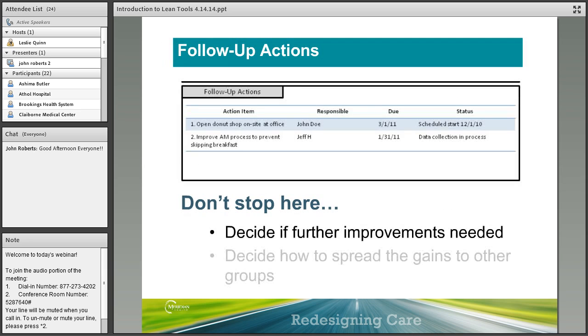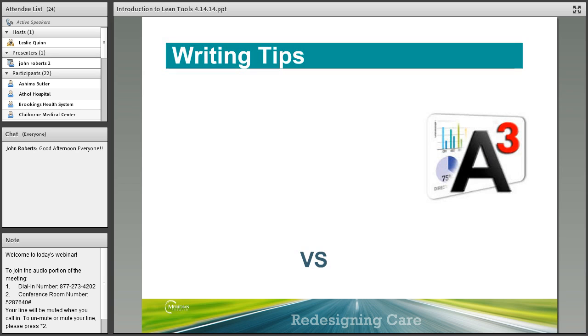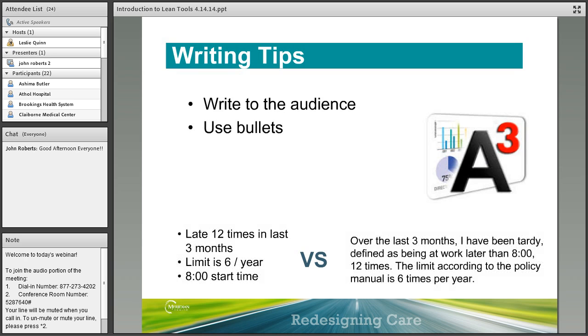And then closing things out is just making sure that we have follow-up actions, that we're meeting with Jeff, making sure that it doesn't slide back into the problem again, and how we can spread any learning we have from this particular problem that we solved to other areas of the hospital.